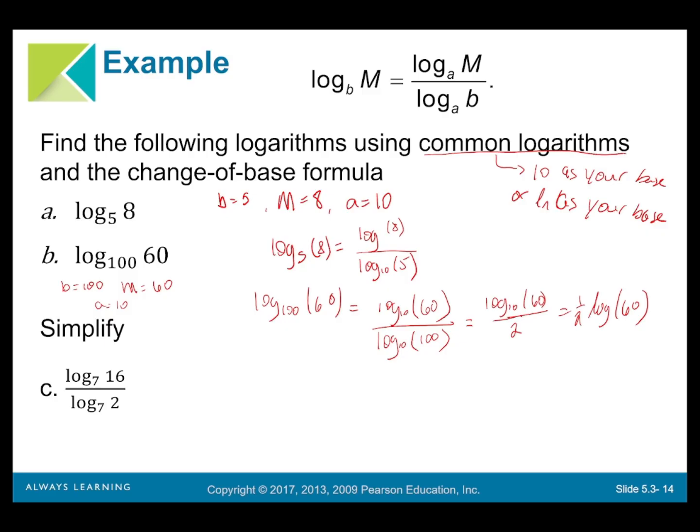Now, looking at the last one, log base 7 of 16, we're going to do the opposite direction. So here we see our little a equals 7, our m equals 16, and our b equals 2. Therefore, this is equivalent to log base 2 of 16. 2 to the what power gives me 16? Well, 2 to the 4 gives me 16. Therefore, that whole thing simplifies down to 4.